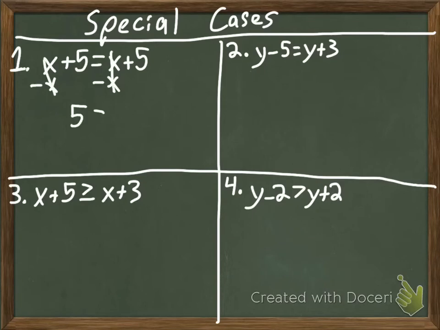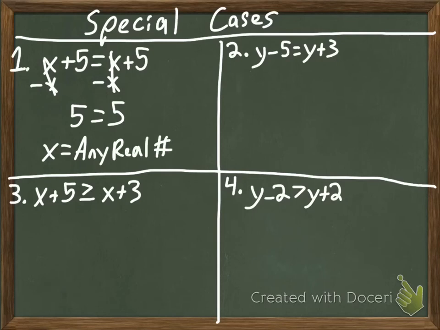and I wind up with 5 equals 5, which I don't have a variable anymore, but I do know that 5 equals 5. So what I want you to do now is pause the video and discuss in your group, what do you think this 5 equals 5 means? Okay, well, what 5 equals 5 means, it just says that x can equal any real number.